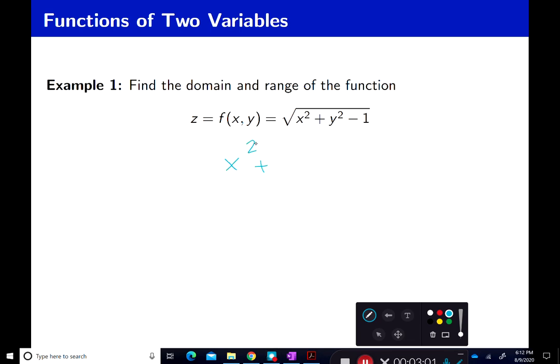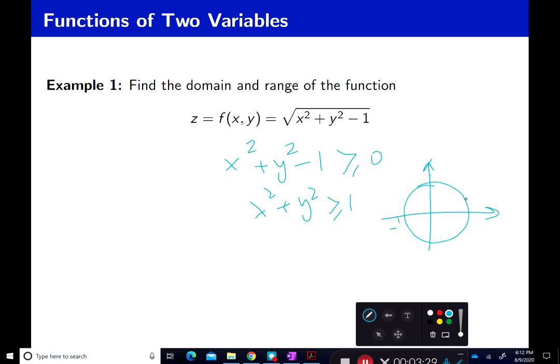What is inside the square root? X squared plus y squared minus 1. This has to be bigger than or equal to 0 to give the domain. That is x squared plus y squared is bigger than or equal to 1. This seems very familiar. If I switch the bigger than or equal to into an equal sign, I get the circle of radius 1. This is -1, this is 1, 1, -1. We're saying that everything outside this circle and on the circle, outside the disk and on the circle, is the domain.